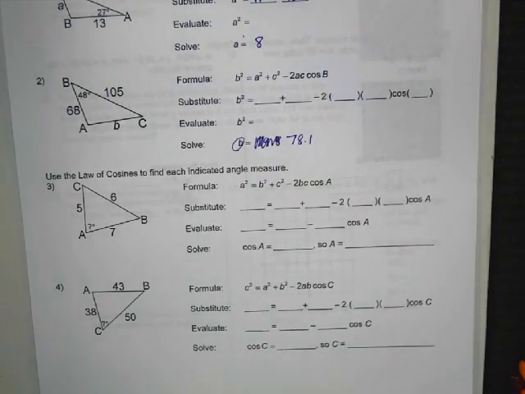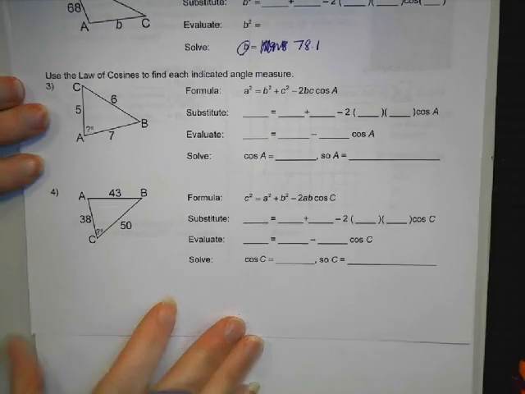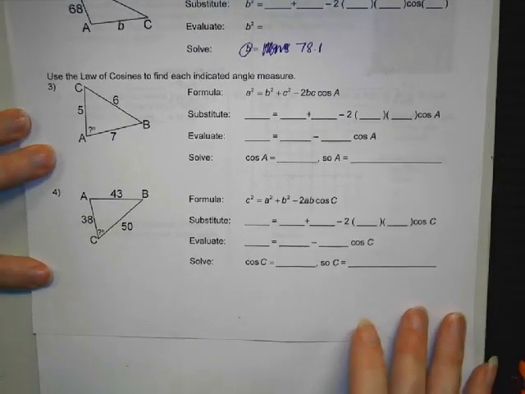Okay, are we all good? That part? Yes. Okay, number 3 is a little bit different because this time we're looking for an angle. You're still using the law of cosines, you're still setting it up the same way, but we're going to have to solve it a little bit differently.